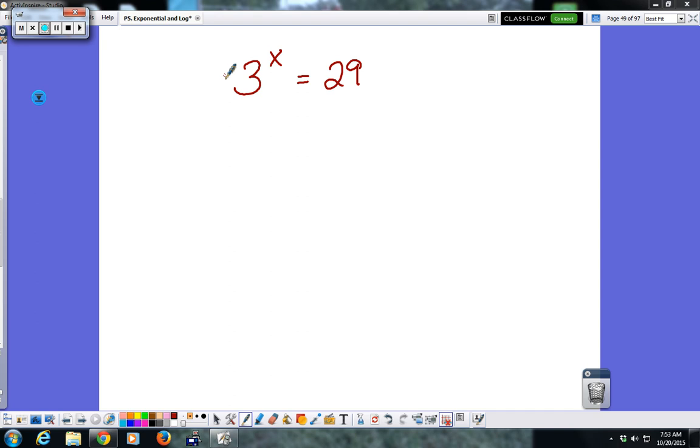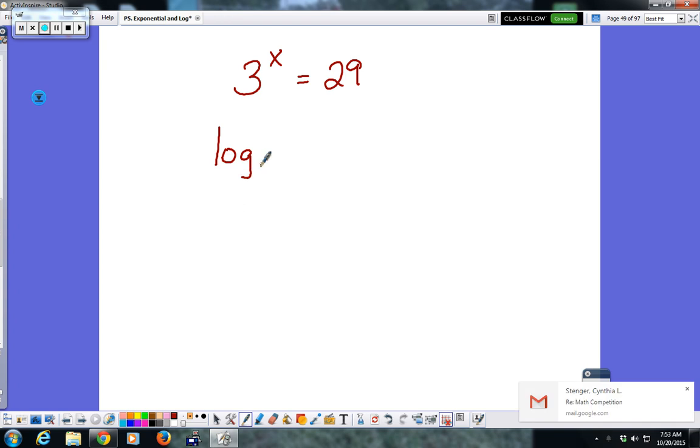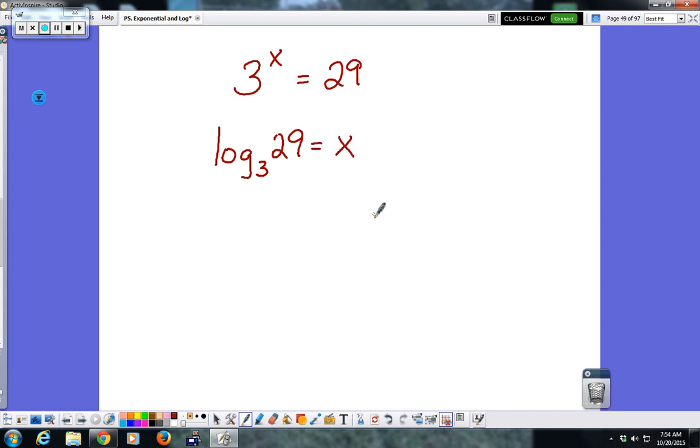So, to go from 3 to the x equals 29 to your logarithmic form, that'd be log base 3 of your number on the other side is equal to your exponent. And once you've changed forms, pretty much you're done, because now all you've got to do is take that log base 3 of 29, plug it into your calculator, and it gives you the answer.